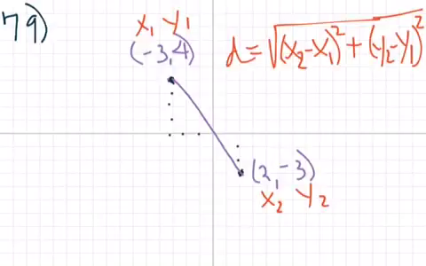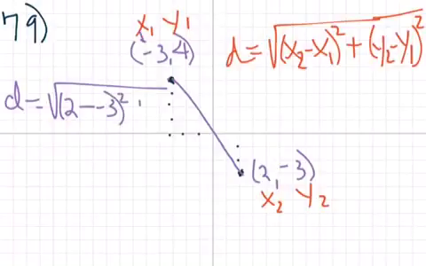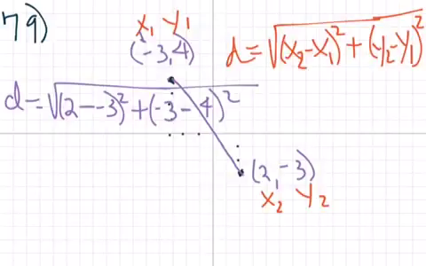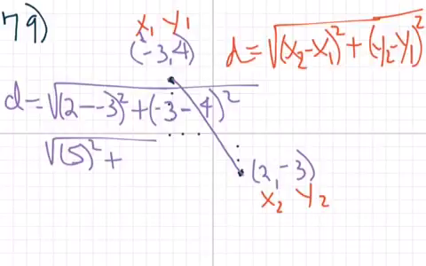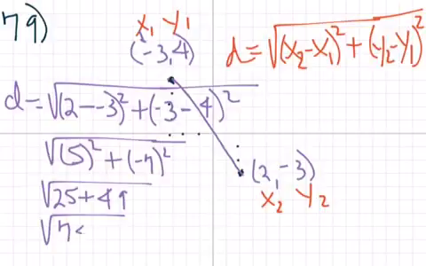So, plugging into the formula, we're going to do x2, which is 2, minus, because it's in the formula, x1 is -3 squared, plus y2 is -3, minus, because it's in the formula, y1 is 4 squared. 2 minus a minus 3 is 5 squared, and -3 minus 4 is -7 squared. 5 squared is 25. -7 squared, be sure to put it in parentheses, or think of it as -7 times -7 is 49. So then 25 plus 49 is 74.